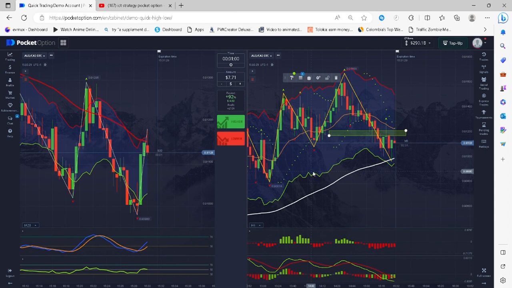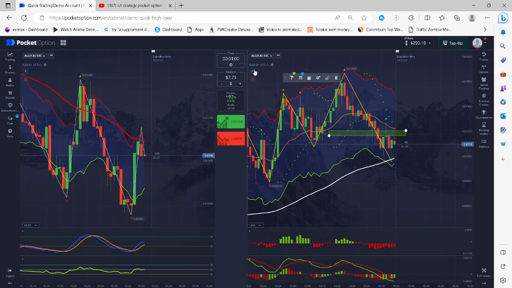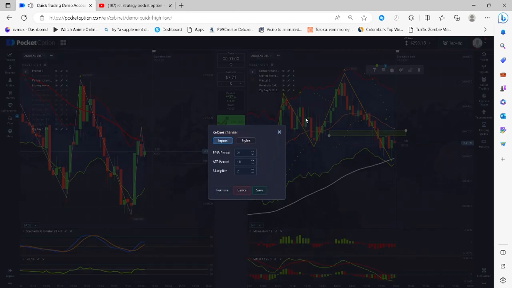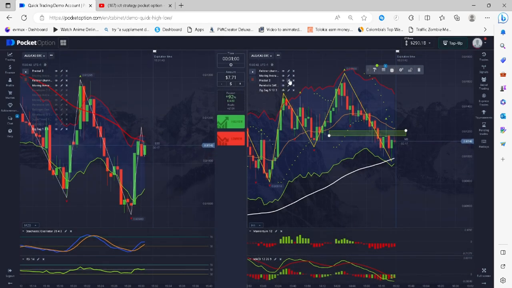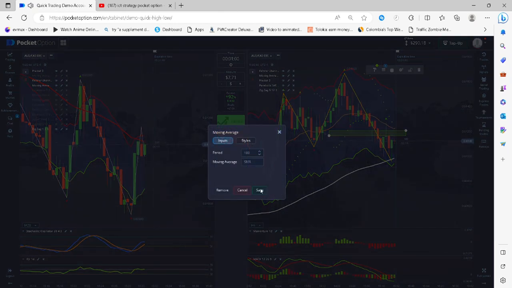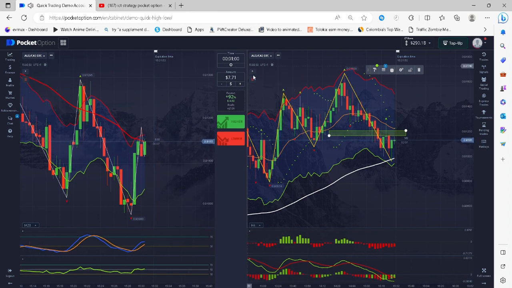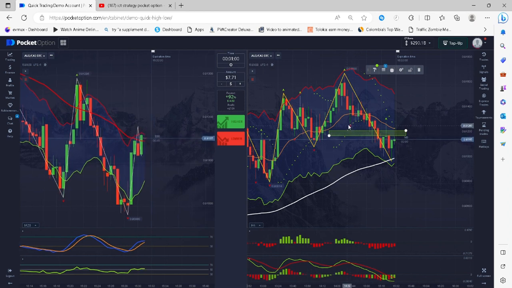On the 3 minutes time frame, we have the Keltner channel set to 21, 10 and 2, and we have a 100 SMA moving average, and a fractal set to 3 and 3. I prefer it at 3 because it marks the immediate high, low and intermediate. It does a clean job of telling us where the support and resistances are.